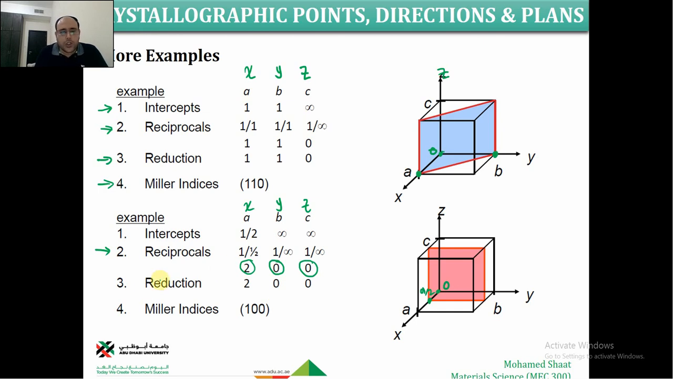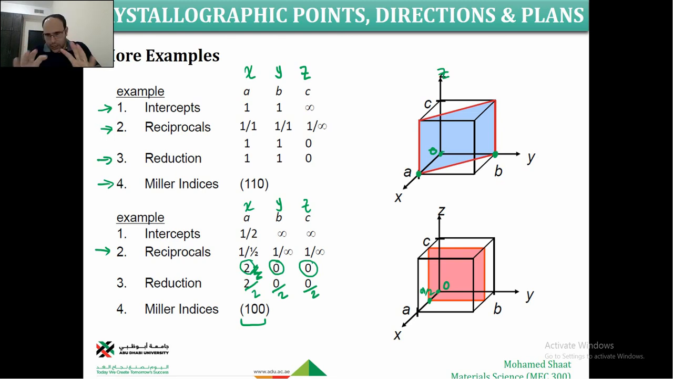Then what? In this step you have to do reduction. Why? Because forgetting about the zeros, we have only one integer, which is 2. Is this 2 the smallest integer value? No. It means that you have to divide all the indices by 2. Divide by 2, divide by 2, divide by 2. This is going to give you 1, 0, 0. So the Miller indices should be 1, 0, 0. They shouldn't be 2, 0, 0.